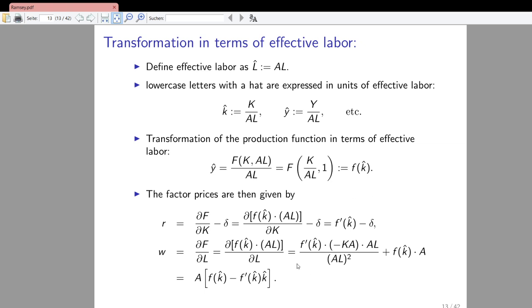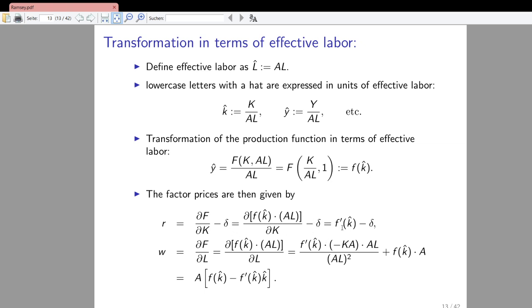Now from this we can derive the factor prices as we had them on the previous slide, where the interest rate is the derivative of the production function with respect to the production factor capital minus the rate of depreciation. And this is the same as if I take the derivative of the production function in intensive form multiplied by A times L with respect to capital from this definition here. And then we subtract the depreciation rate.